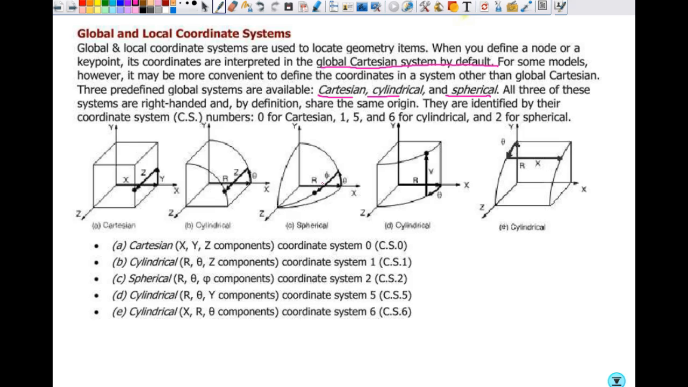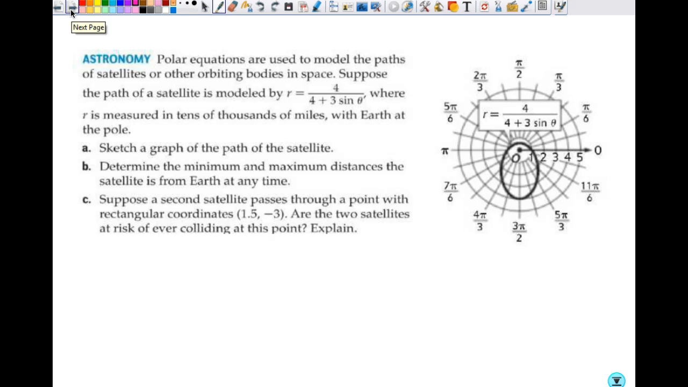Okay, we good? Now on the back, these are polar applications. Well, the first one's a polar application that we're going to work through together.